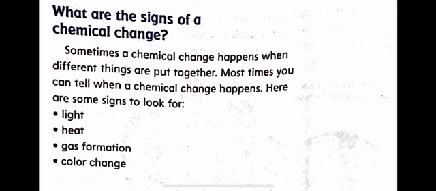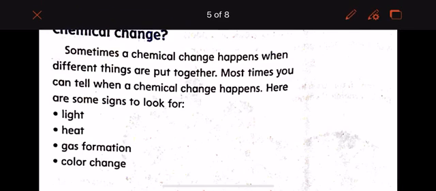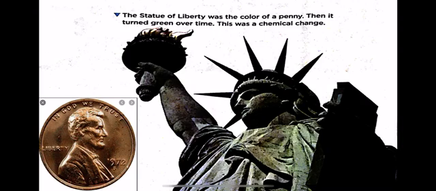Okay. So what are the signs of chemical change? Sometimes a chemical change happens when different things are put together. Most times you can tell when a chemical change happens. Here are some signs to look for. Number 1 is light. Number 2, heat. Number 3, gas formation. And number 4, color change. I'm going to show you an example.